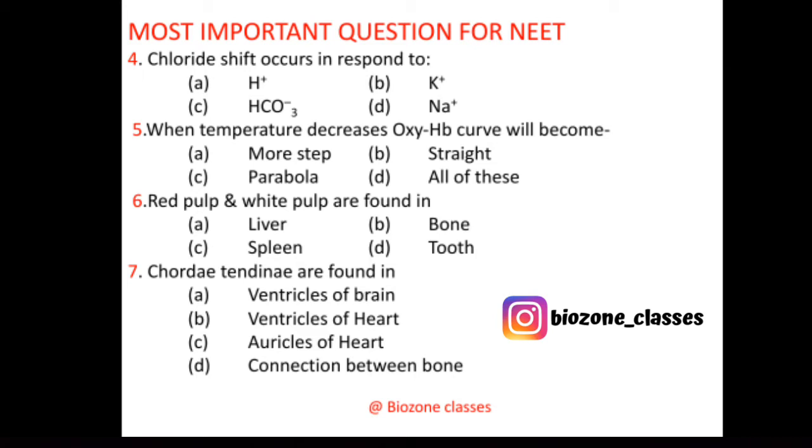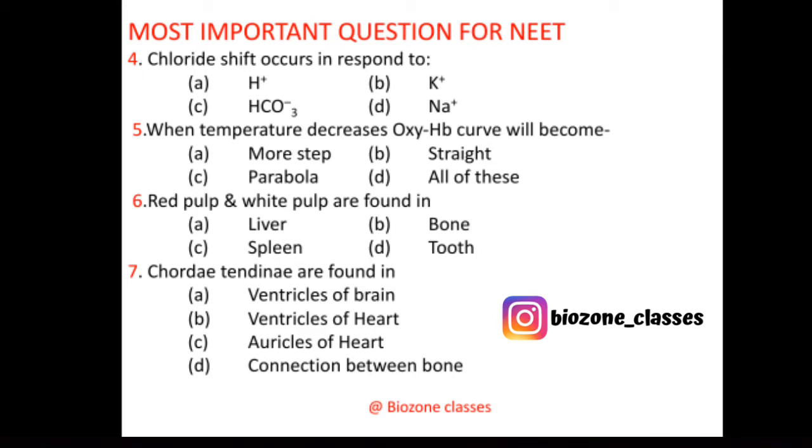Question number 5. When temperature decreases, the oxyhemoglobin curve will become, a most important question. A. More steep, B. Straight, C. Parabola, and D. All of these. So the correct answer is A. As the temperature decreases, the oxyhemoglobin curve becomes more steep. That means it shifted towards the left side or towards the upright.